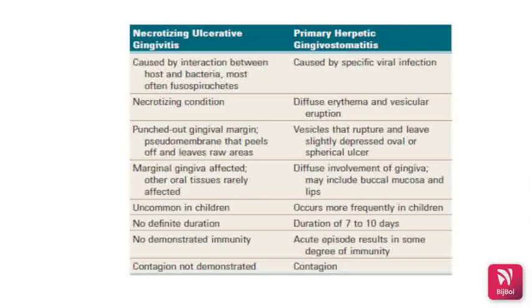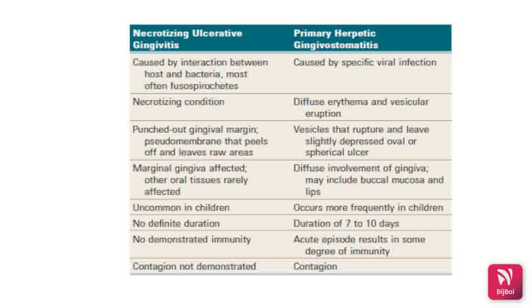This table helps us in differentiating between necrotizing ulcerative gingivitis and primary herpetic gingivostomatitis. NUG, necrotizing ulcerative gingivitis, is caused by interaction between the host and bacteria, and mostly the bacteria involved are the fusospirochetes, whereas primary herpetic gingivostomatitis is caused by viral infection, that is by HSV type 1. Necrotizing ulcerative gingivitis is a necrotizing condition, whereas in primary herpetic gingivostomatitis diffuse erythema and vesicular eruptions are most common. NUG has a punched out gingival margin, and a pseudomembrane is present that peels off.